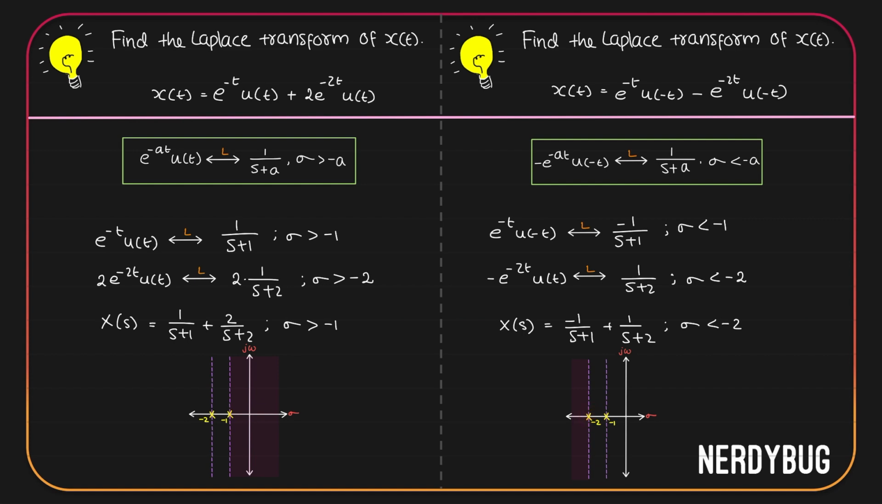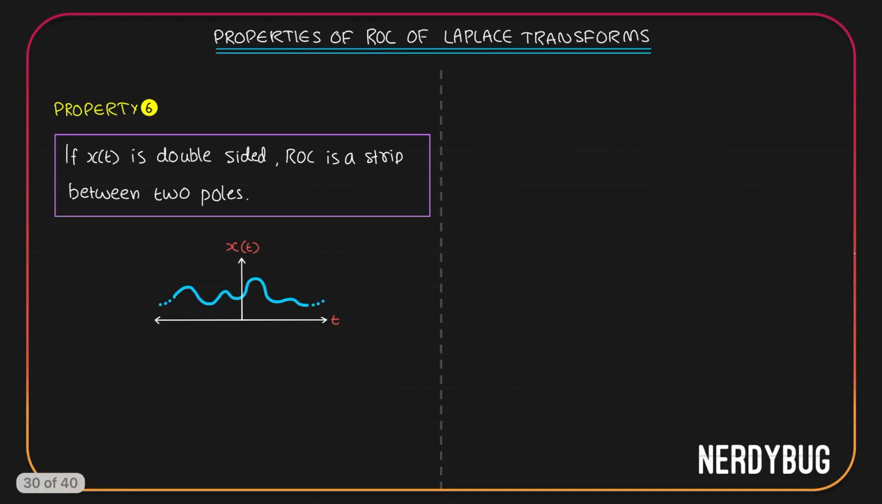That was our last property. If x(t) is left-sided, then the ROC is towards the left of the leftmost pole. Let's move on to the next property. If x(t) is double-sided, then the ROC is a strip between two poles. A double-sided signal looks like this. It extends to both sides until infinity.